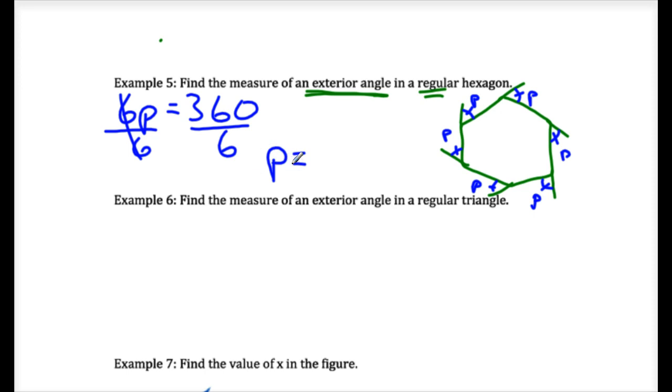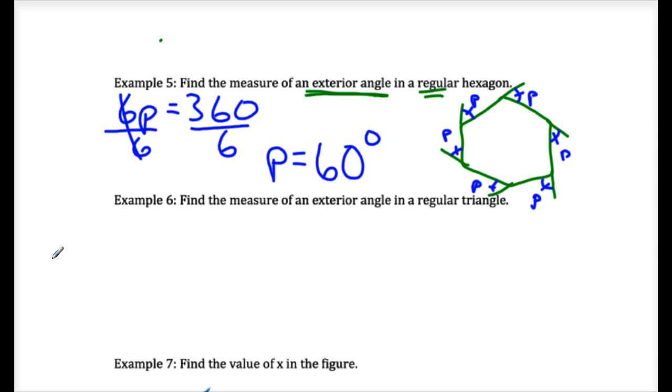Can you do it in your head? 60. 6 goes into 36 6 times, and then you get a 0, so it's 60. Guys, the measure of each of those angles is 60 degrees. It's not bad. You have to know those two formulas.